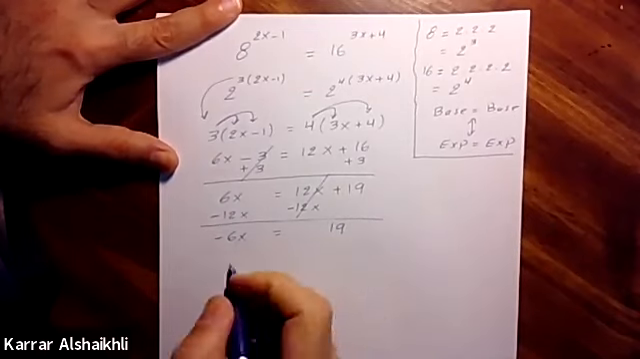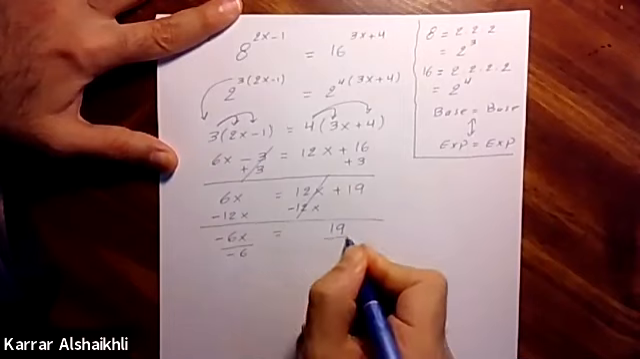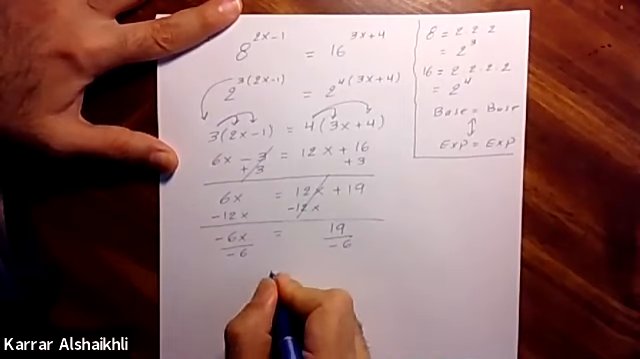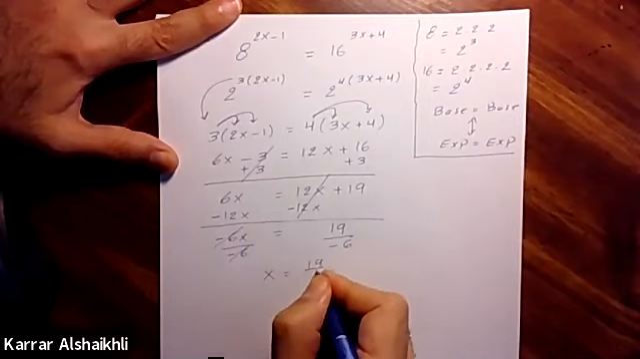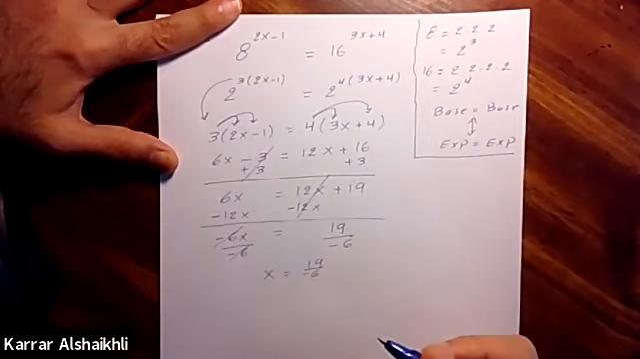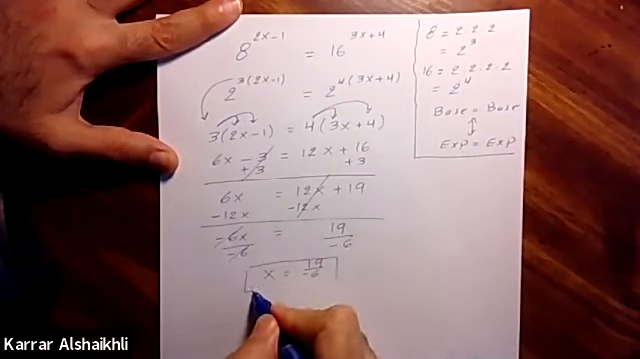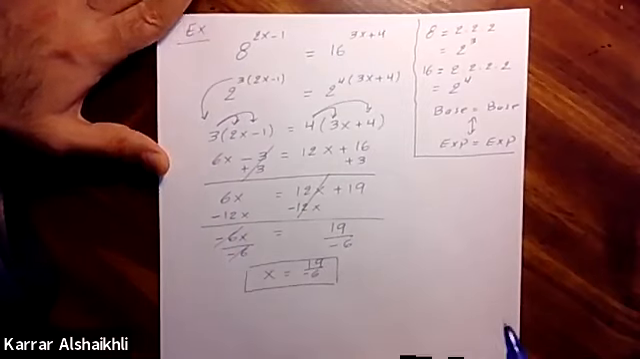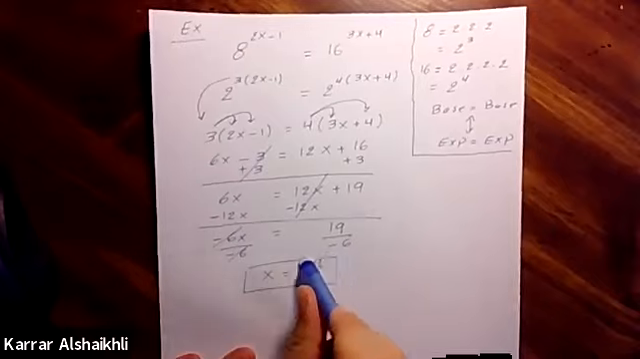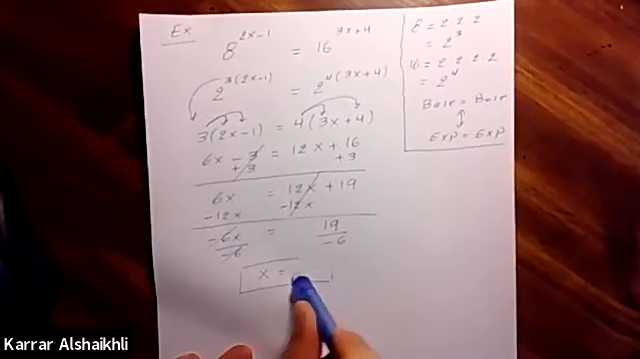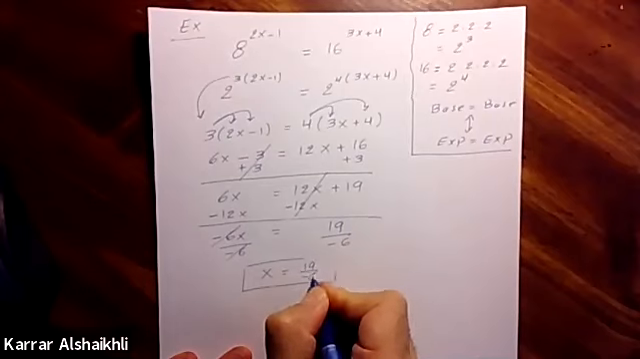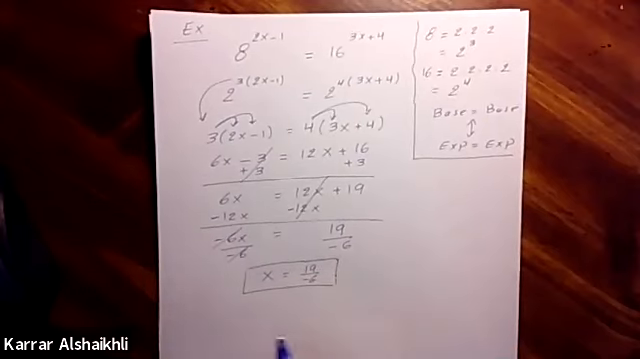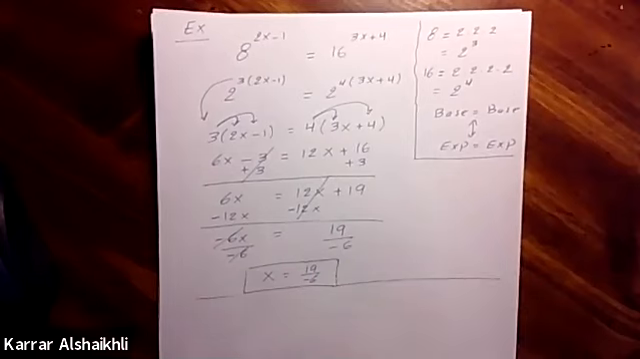Last step, divide both sides by negative 6. So x is going to be 19 over negative 6. Can you simplify it? No. So this is the final result: 19 over negative 6. That's it for this example.